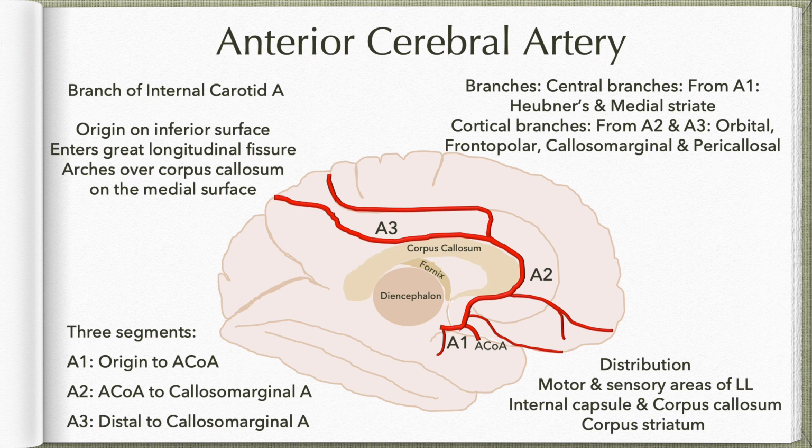It will be supplying the internal capsule through its central branches. It will be supplying the corpus callosum through its pericallosal branch, and the central branches will also supply the corpus striatum.